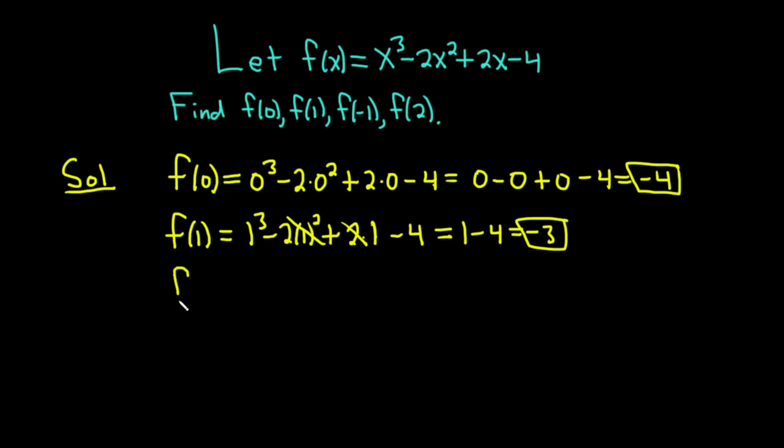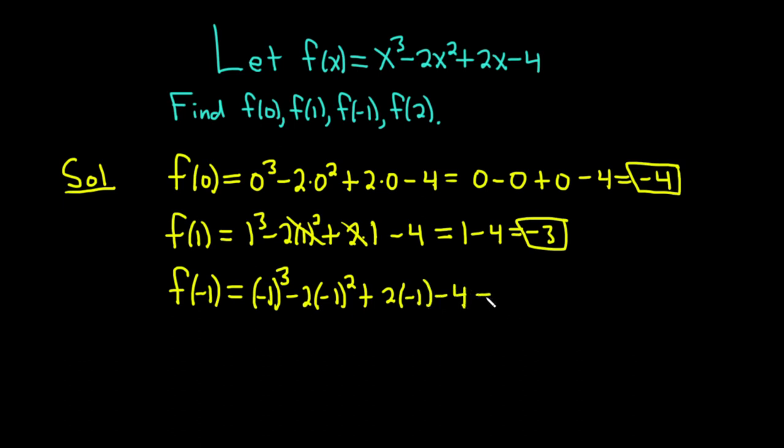To work out f of negative 1, we want to evaluate f at the x value negative 1. So we carefully replace all of our x's with negative 1s. You have to be really careful here because it's negative. So for example, for x cubed, make sure to put parentheses. So it's negative 1 parentheses cubed. Very important. Minus 2, and then parentheses negative 1 squared. Plus 2 times parentheses negative 1 minus 4, which is equal to negative 1 cubed is negative 1.